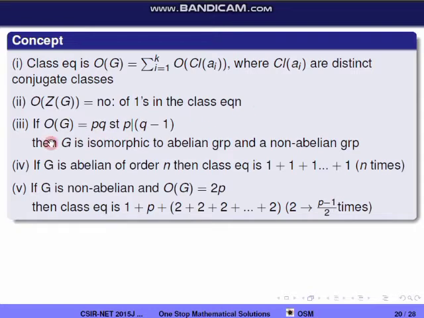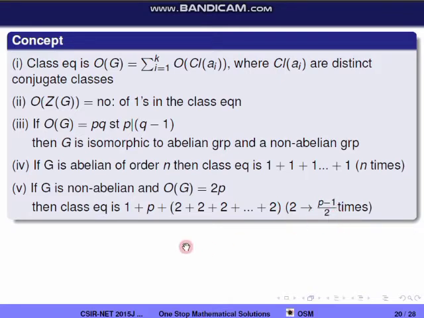Third concept, if order of G is equal to pq such that p divides q minus 1, then G is isomorphic to an abelian group as well as a non-abelian group. Fourth concept, if G is abelian of order n, then class equation is 1 plus 1 plus 1 etc. up to 1, n times. If G is non-abelian and order of G is equal to 2p, then class equation is given by 1 plus p plus 2 plus 2 plus 2 etc. up to 2, where 2 repeats (p minus 1) by 2 times.